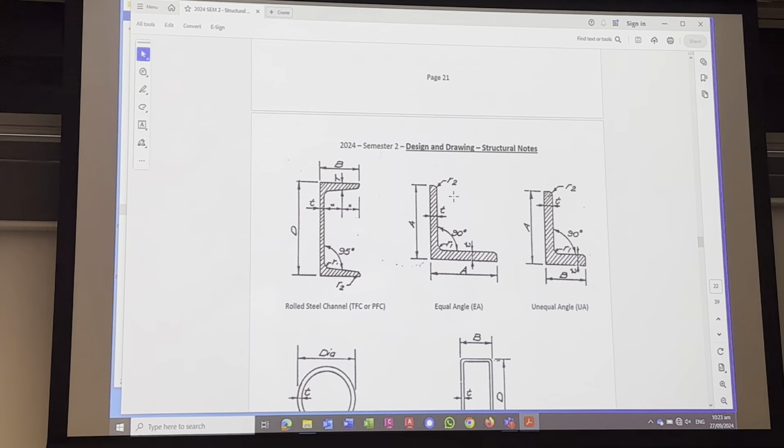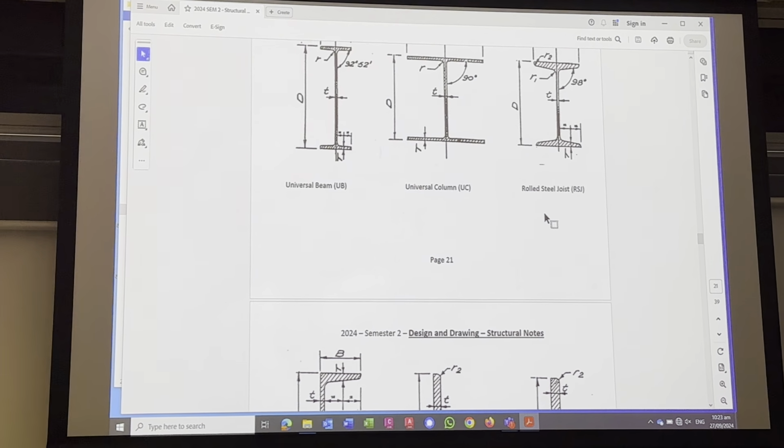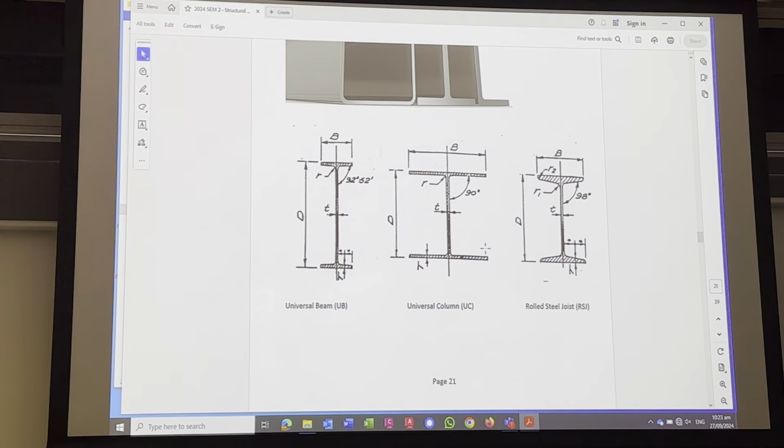Now in the assignment you've got an unequal angle, a UA, and you've also got a universal column and a universal beam.